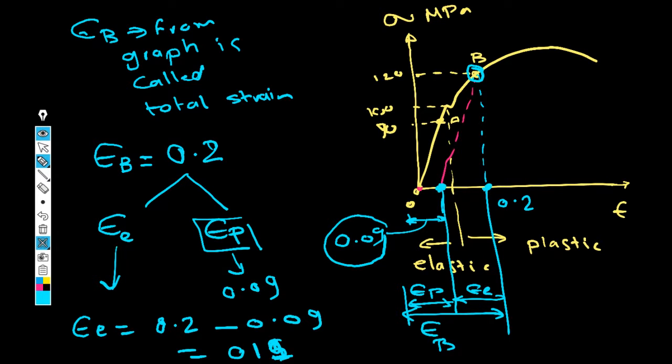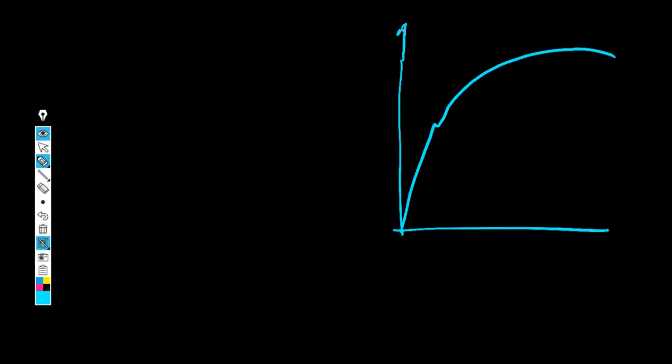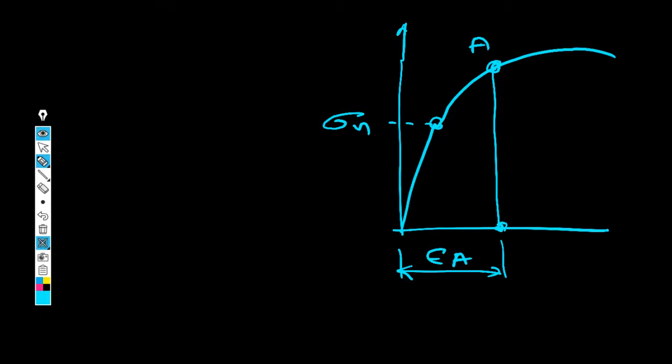If you can repeat it, please, doctor. I didn't get it. Yeah, I can repeat it. Look here. This is yield, and this is point A. Point A is located after the yield. This means plastic deformation. If you go down, this is called epsilon A, right? Yes, doctor.